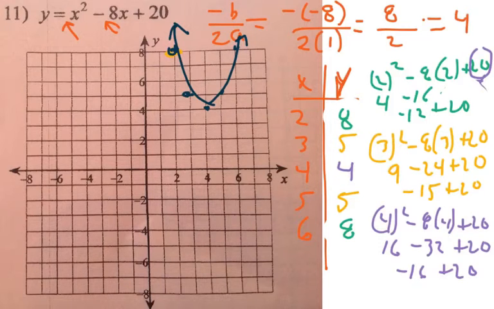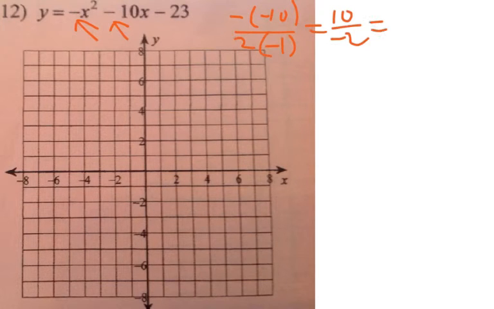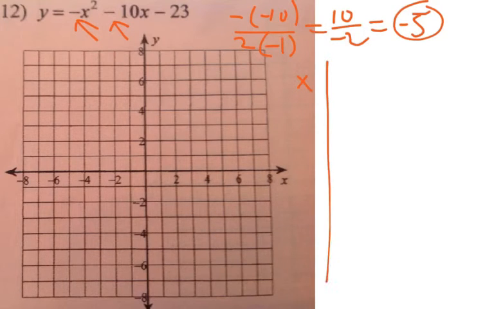Okay, guys, let's do one more graph, number 12 here, and we'll go a little bit faster, hopefully. So on this one, I want you to notice my b is negative 10, my a there is negative 1. Be careful with your negatives. So if I do the negative of b divided by 2 times a, negative 1, I'm going to get 10 over negative 2, negative 5.